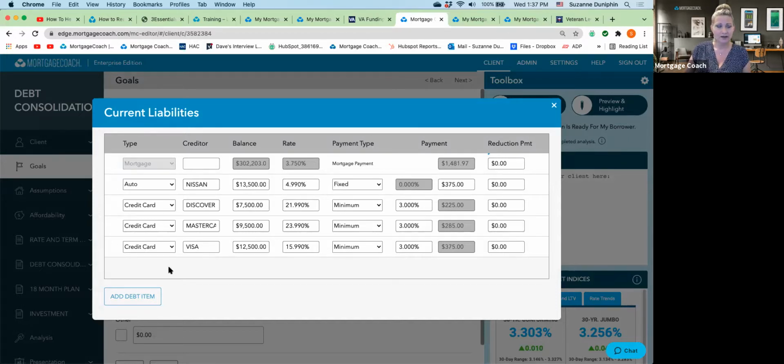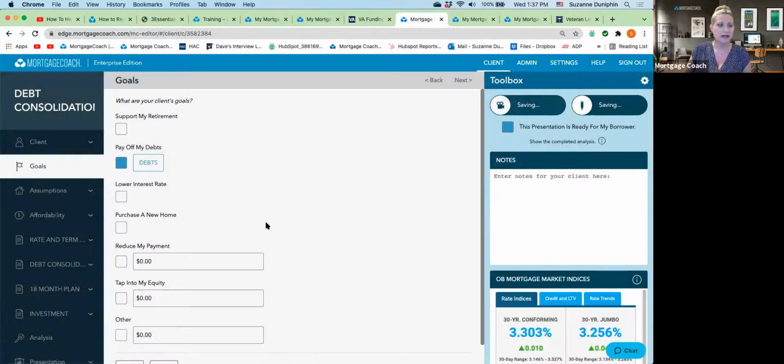Okay. You choose the type of debt, the creditor name, the remaining balance, the interest rate, the payment type. Is it fixed, minimum, or greater than? Okay. The loan balance minimum percent, for example, then it will show the payment here. Or on this auto loan, it happens to be a fixed 375. Okay, and you can add debt items all day long. You can add the student loan in here. What else? Student loan, revolving, child support, what have you. Okay, so that's that big area for the debt consolidation.